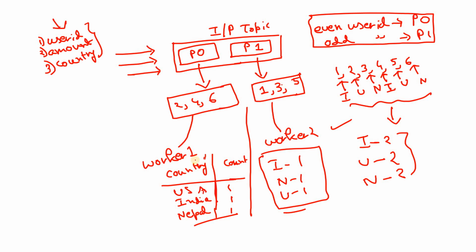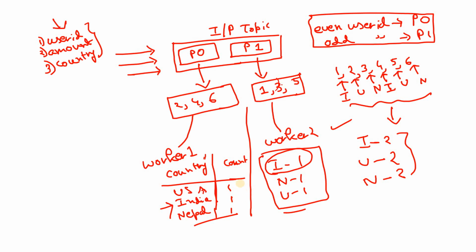Because in the case of worker 1, another transaction from India is available in partition 1, but worker 1 cannot access it. It only accesses the data from partition 0. That's why it shows that only 1 transaction happened from India. But actually another transaction from India is available in worker 2, that is, in partition 1. So the actual outcome should be 2, right?